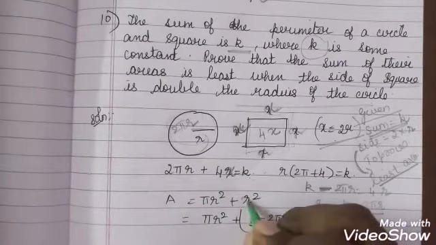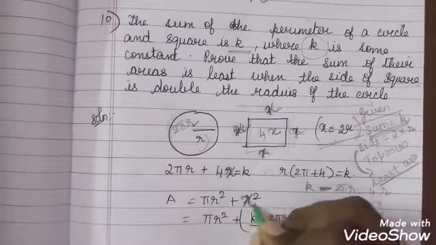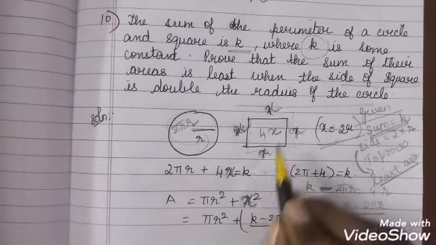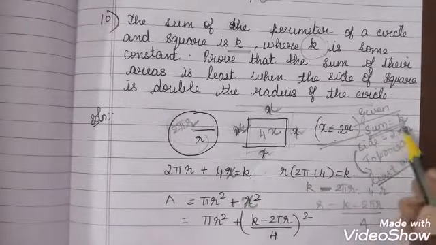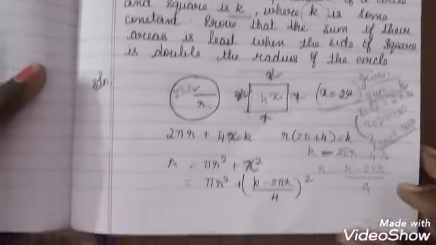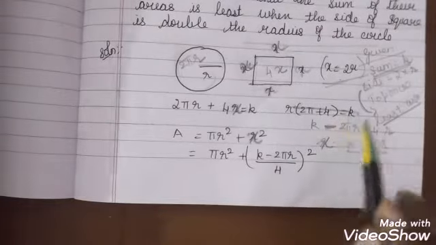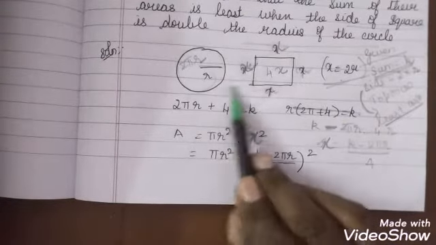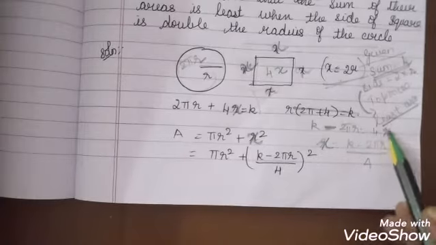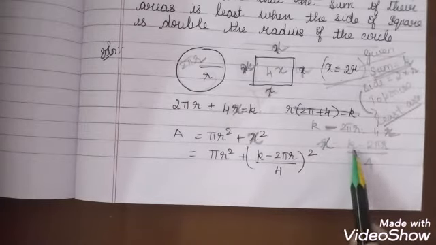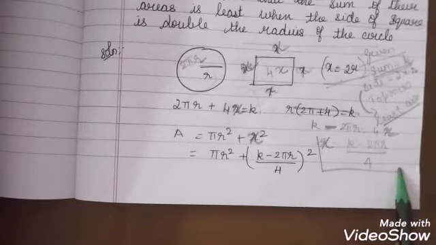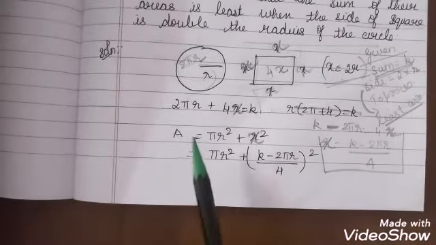So here this is what you have: 2 pi r plus 4x is equal to k, because the sum of the perimeter is equal to k. That is given to us. Now here when I write, what will I get in this case? You have it as k minus 2 pi r is equal to 4 times x. So what is your x equal to? K minus 2 pi r divided by 4. We'll keep it aside.